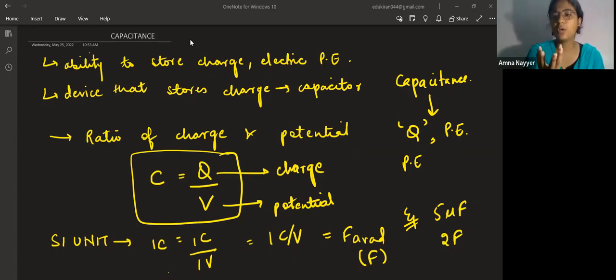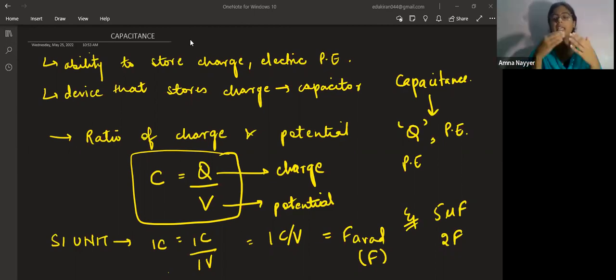Stored charge, we call this capacitance. Now, whatever device stores this, we call that device a capacitor. Two quantities which we have already learned: one is charge, electric charge, and the other is potential.